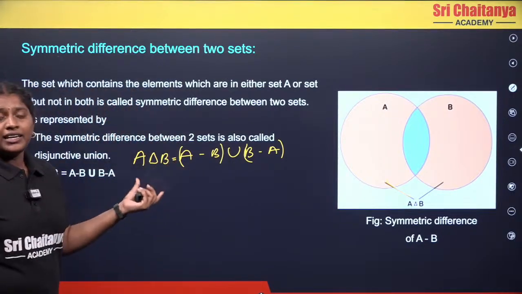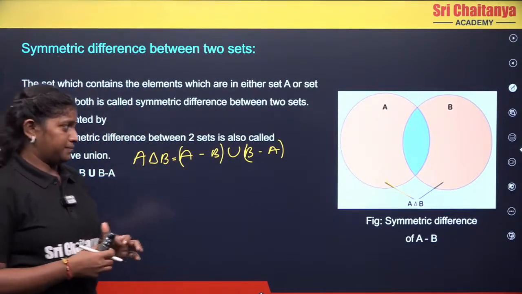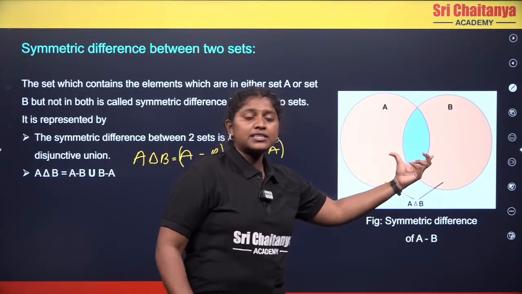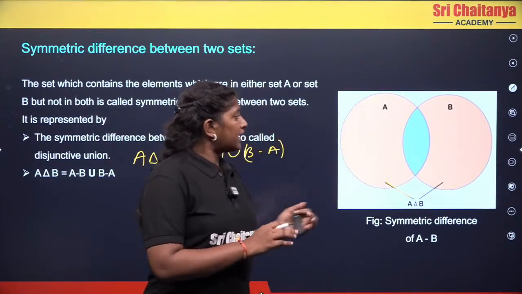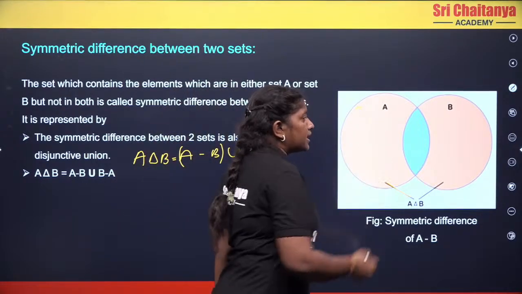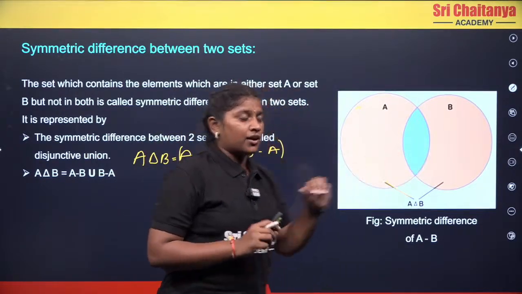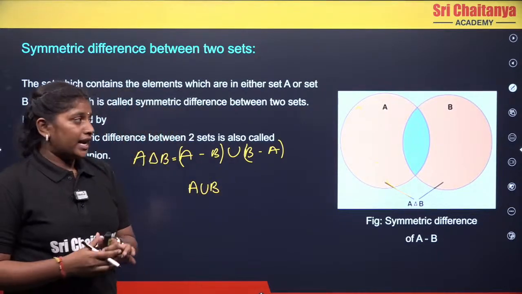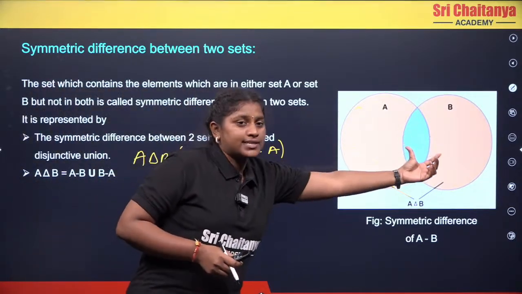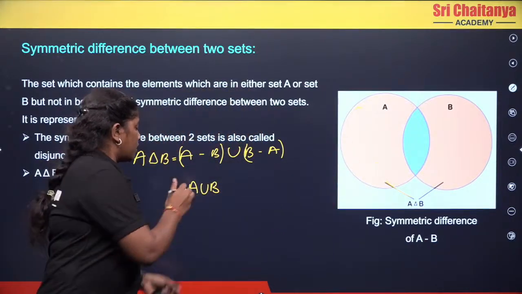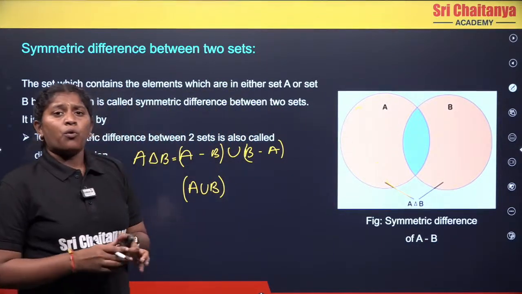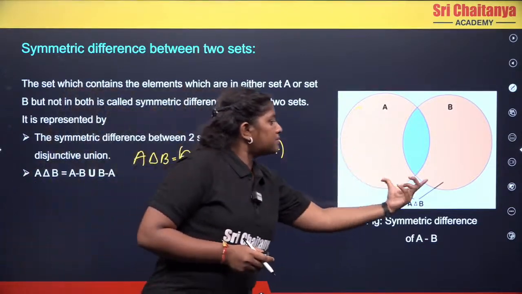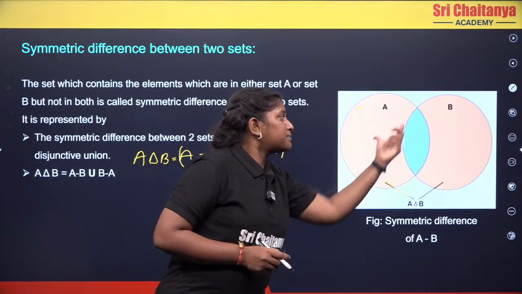Now we can write it in another form also. If you look at here, these two circles will represent the sets individually. But if you take the combination of these two sets, we will get A union B. Now from this, what do I need to subtract in order to get my symmetric difference? These are my symmetric difference part, and this is my union.